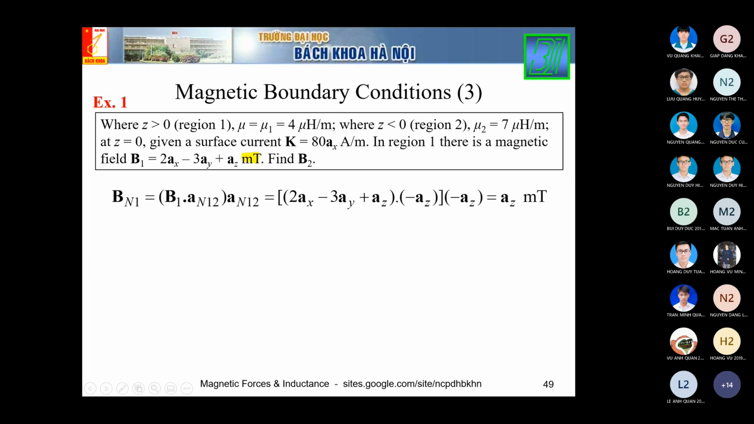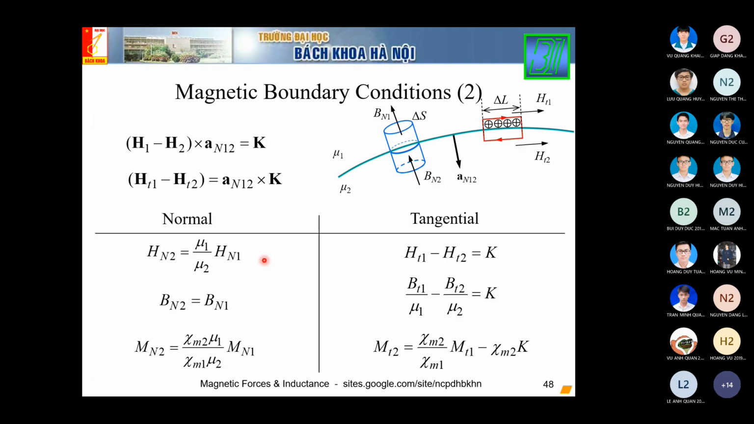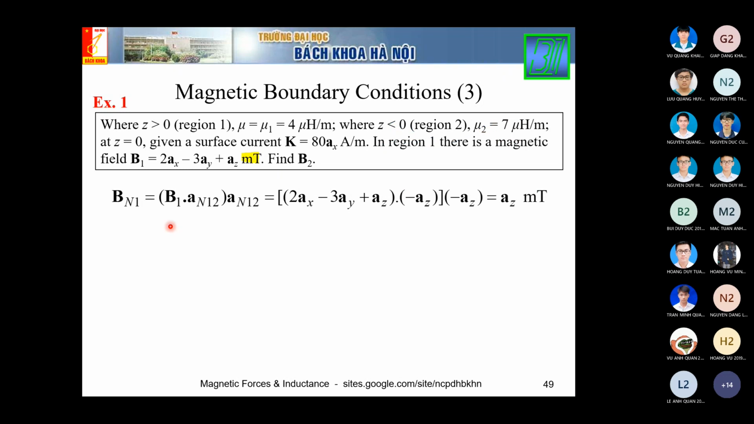So we found Bn1, and according to this, we can find Bn2. According to the normal boundary condition, we can figure out Bn2 immediately. Here we are. That was the story about the normal components. Now we have to find, of course, the tangential components. B1 is a summation of normal and tangential components. So from this, we can very easily find the tangential component of the first field.